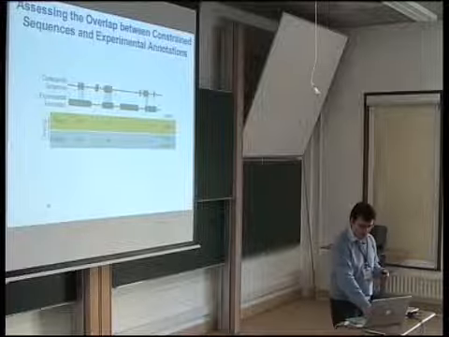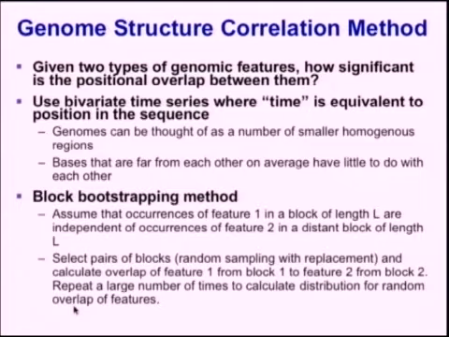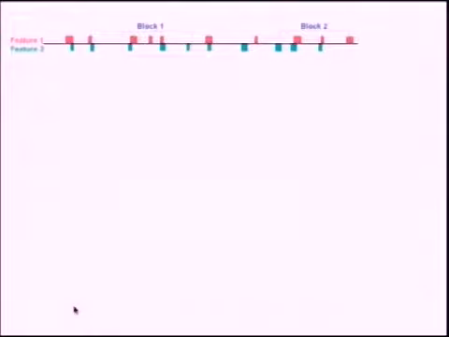Well, in collaboration with Peter Bickel's group, we developed this method called the genome structure correlation, or GSC. Essentially, this gets at, in a more formal way, given two types of genomic features, how significant is the positional overlap between them? What Peter Bickel's group developed was essentially treating the genome like two bivariate time series, where time is equivalent to your position in the genome. It has a number of underlying assumptions which we can generally hold true for the genome, and then they developed this block bootstrap method to look for significant overlaps and come up with more formal p-values.